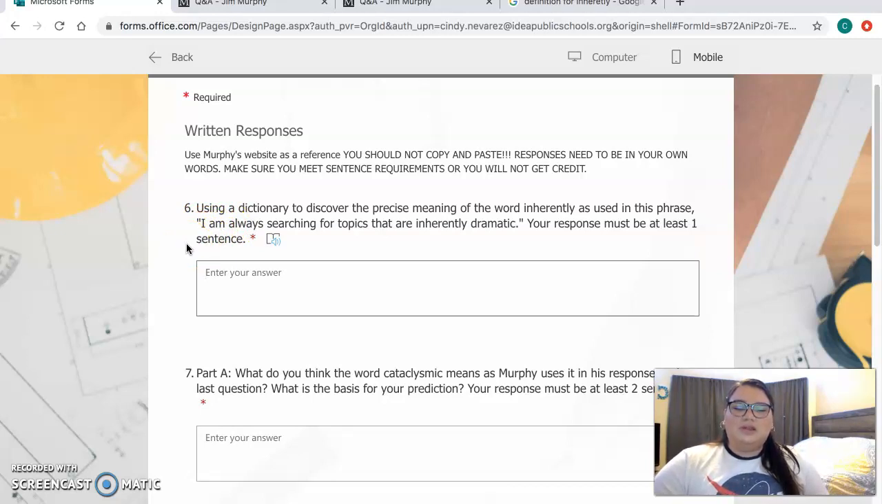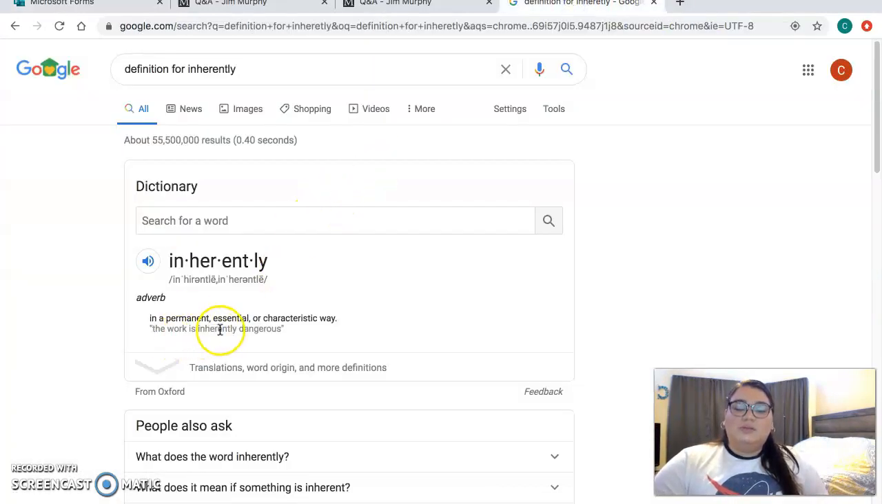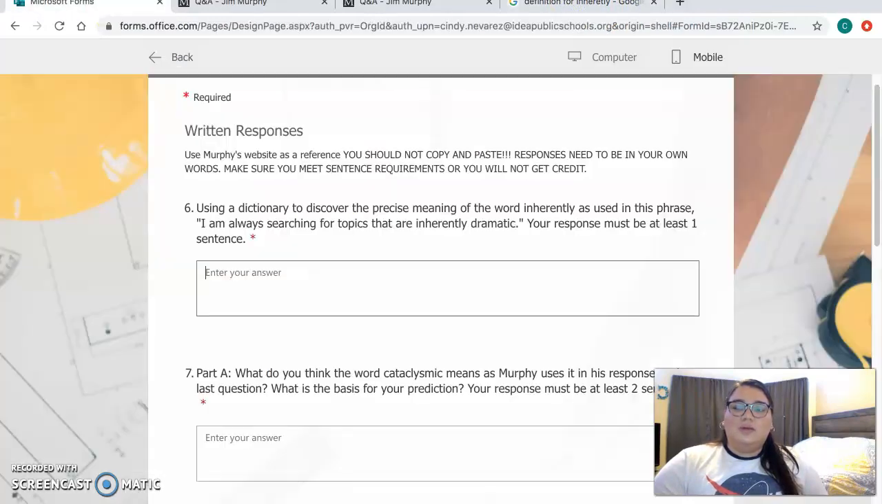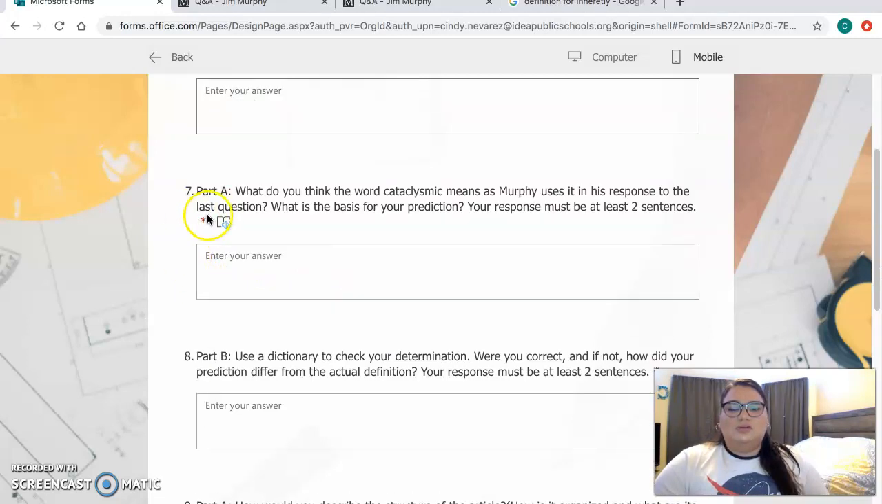Okay, so what do you think they mean by inherently dramatic? If it's saying that inherently means a permanent, essential, or characteristic way, then in this case, he probably meant he's always looking for topics that will cause drama within themselves. So one could be, I don't know, maybe not using school uniform. That could be inherently dramatic. Maybe a lot of people have different ways of thinking about it. So that's what they mean by that word. So then you would just type in your definition. Then you can move on to number 7.